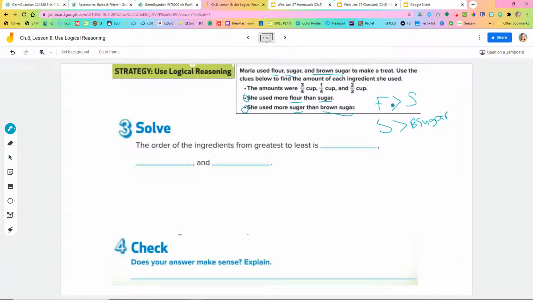So let's think about this. If I have more flour than sugar, but I have more sugar than brown sugar, that means that flour is bigger than sugar and brown sugar. So the order of the ingredients from greatest to least is flour first. Flour has more than sugar, but sugar has more than brown sugar. So sugar would have to come next. And then the least is going to be that brown sugar.